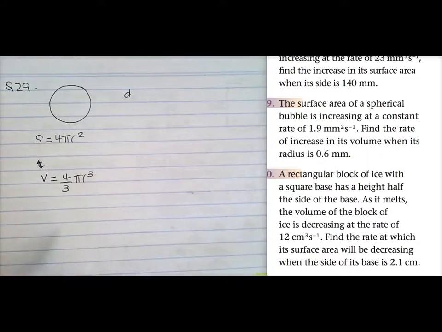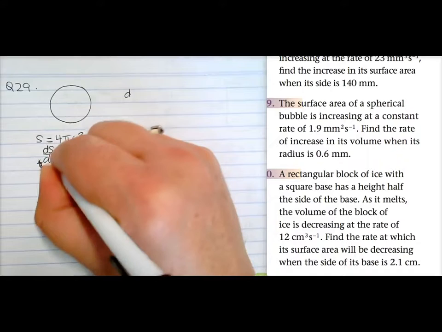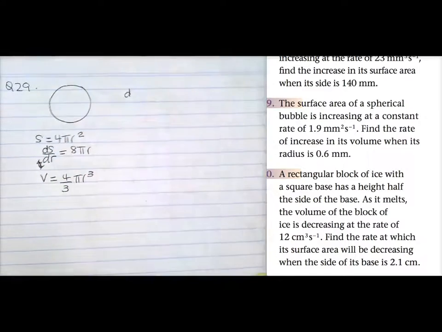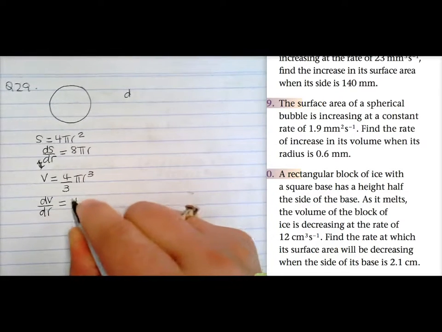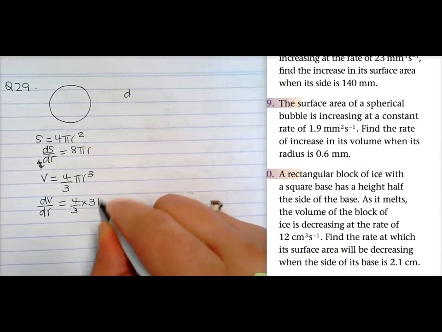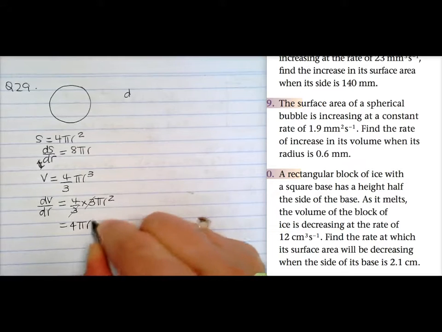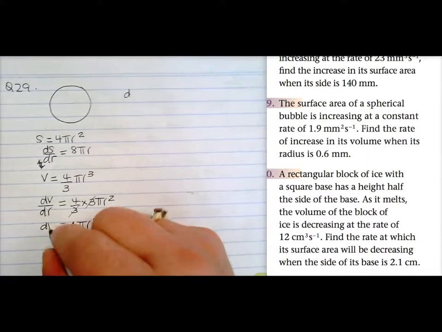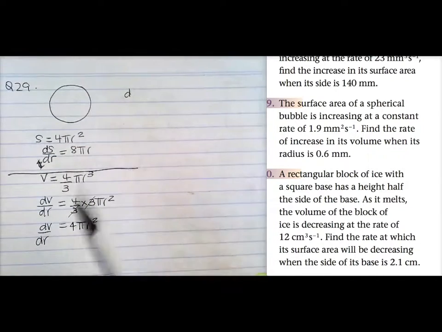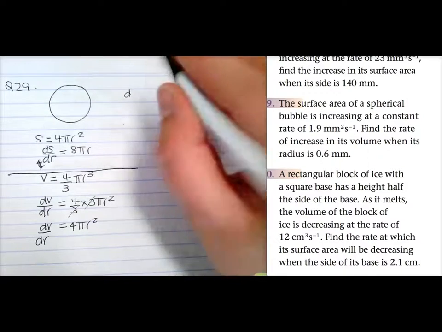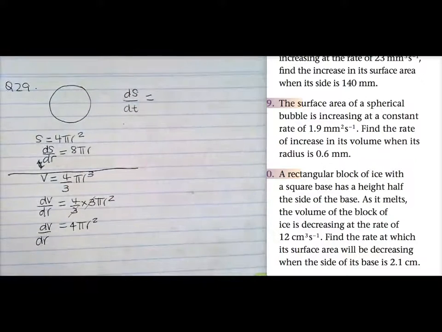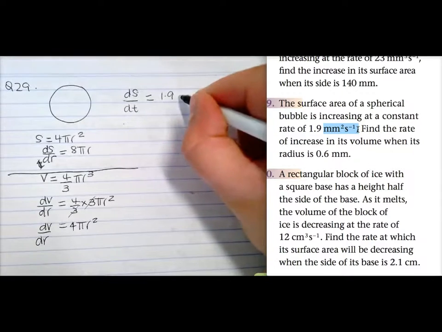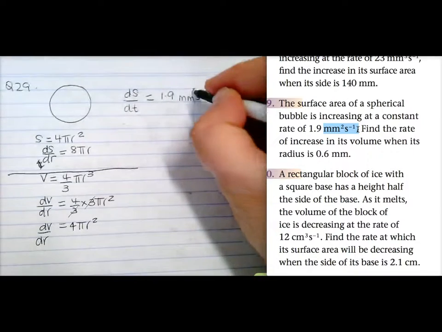What do you think you should do with each of those quantities? Differentiate. dS/dr is 8 pi r and dV/dr is 4 on 3 times 3 pi r squared, which is 4 pi r squared. Isn't that amazing? dV/dr is the formula for the surface area. So we've got 2 formulas, one for surface area, one for volume. They're saying the surface area is increasing at a constant rate, dS/dt. How do we know? You can see the units. Millimetre squared is an area unit, per second is a time unit. So dS/dt is 1.9 millimetres squared per second. That tells us it's the surface area over the time.